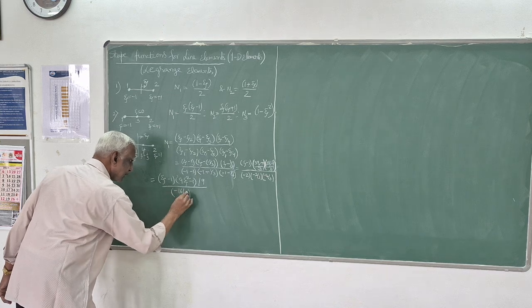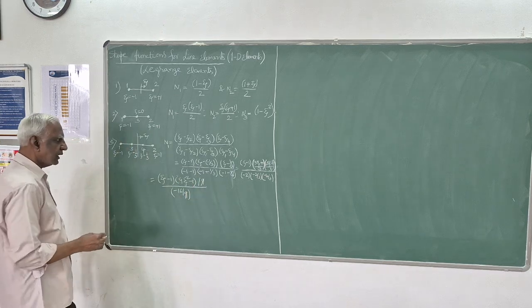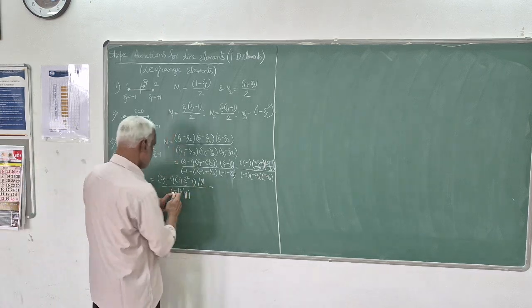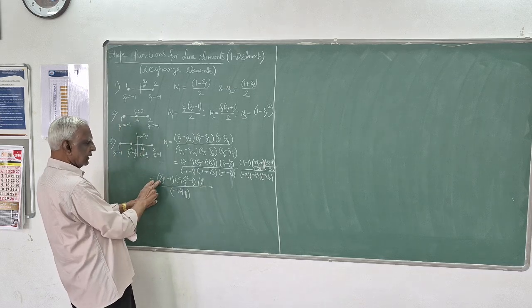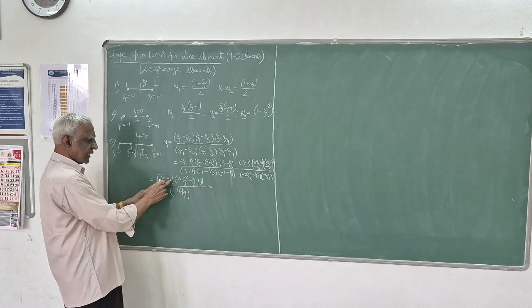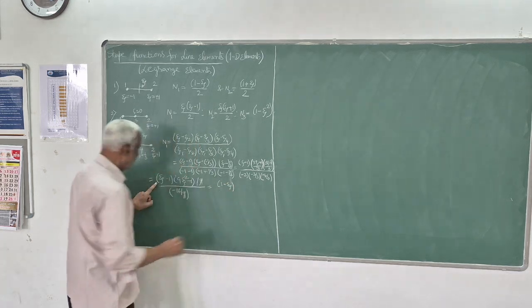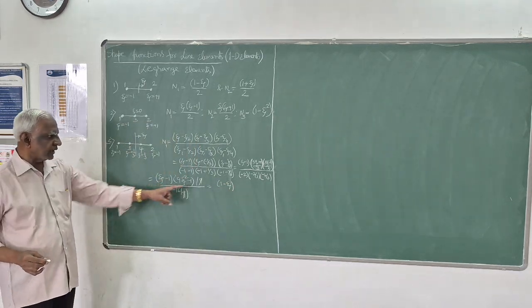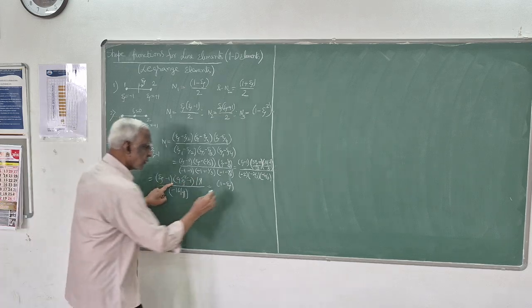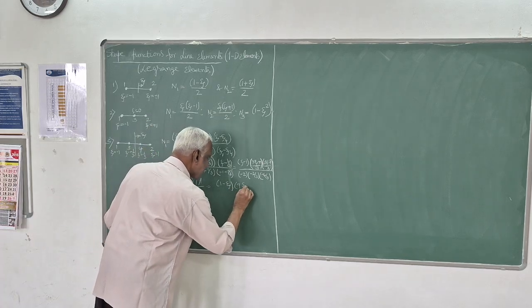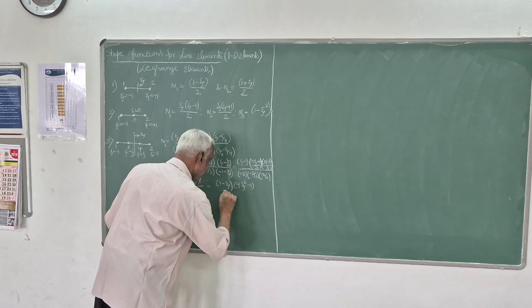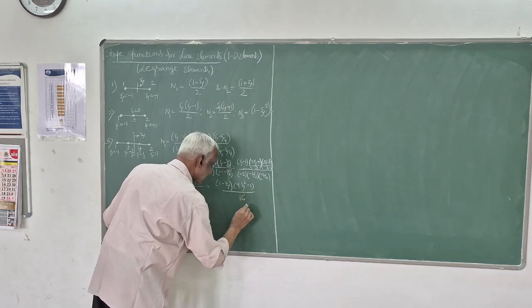So this 9 gets cancelled. So it is minus of psi minus 1, or that is minus of psi minus 1 into 9 psi square minus 1 divided by 16.